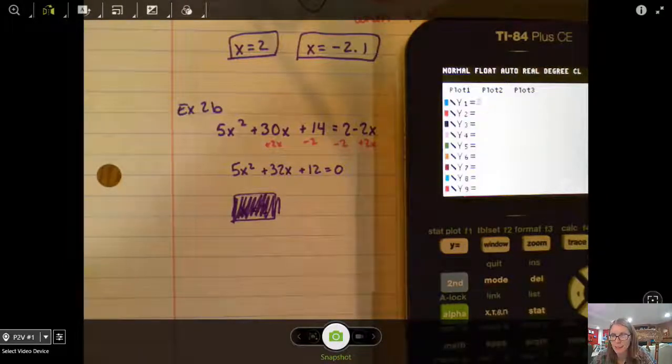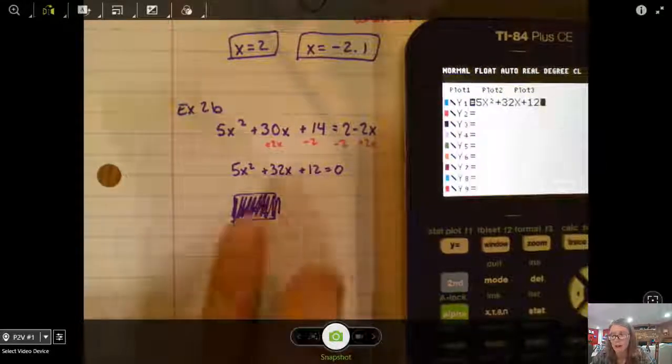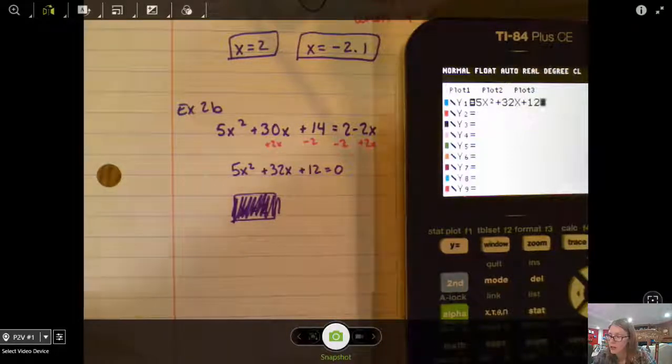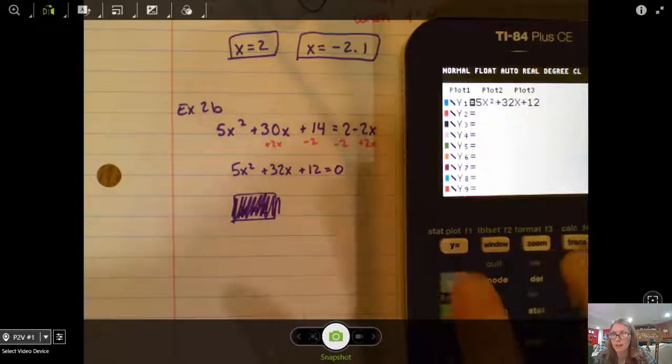Again, my next step to get my equation into my calculator so I can look at the table is to go to y equals and type my equation in. 5x squared plus 32x plus 12. This will help me find the x-intercepts of the function, which really, again, is our solution to our quadratic equation. So I type this in and I go to my table.